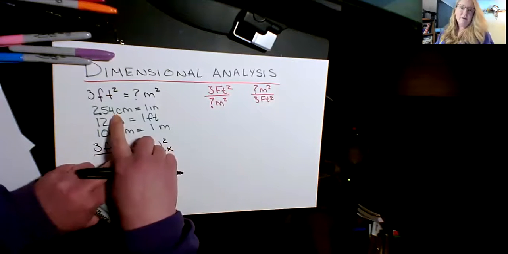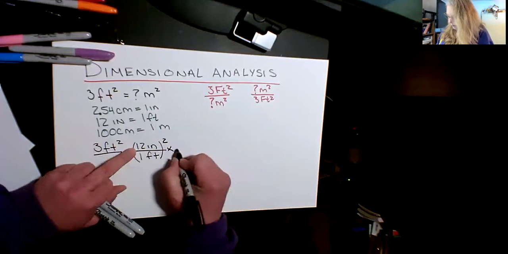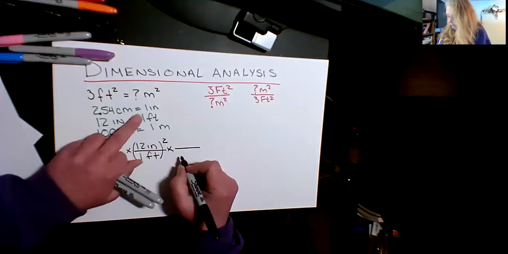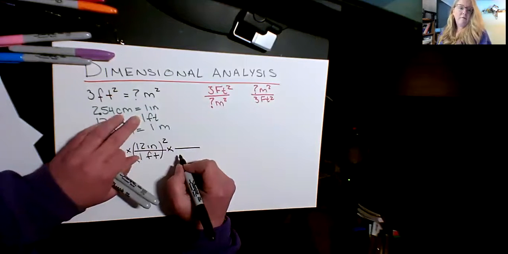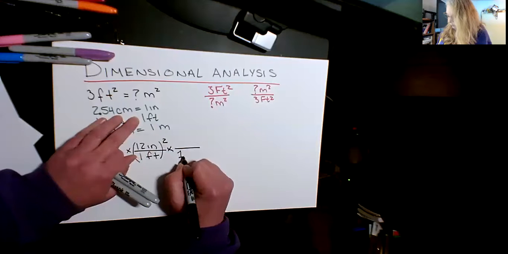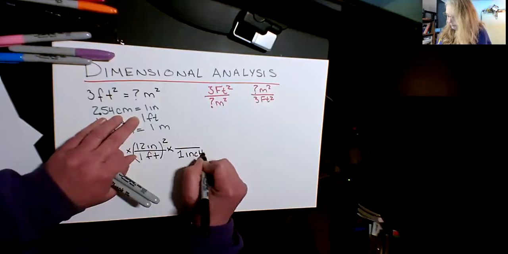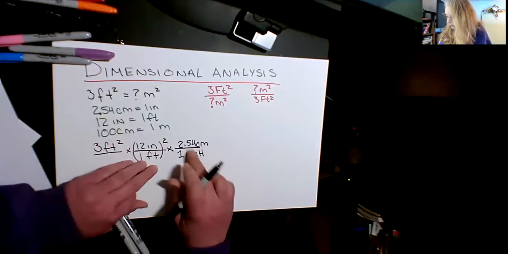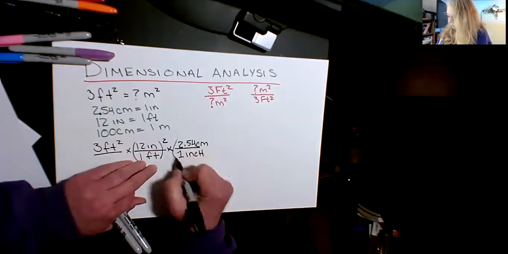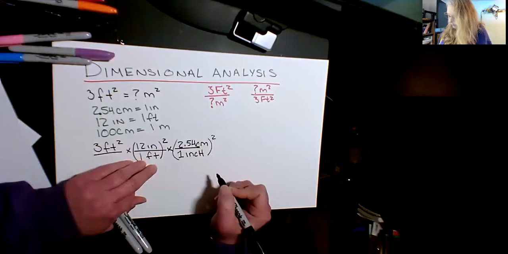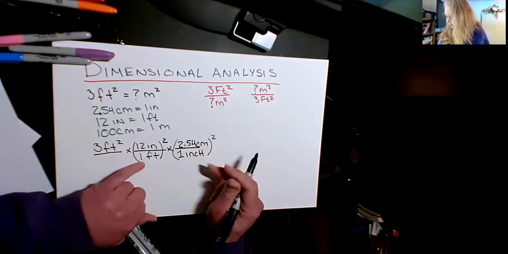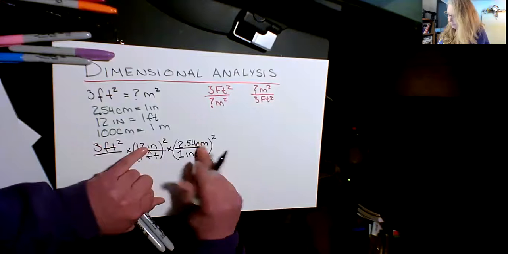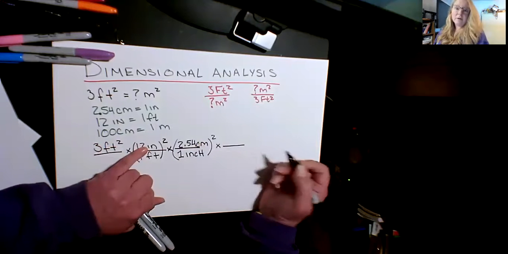Well, I have a conversion for centimeters to inches. So the trick here is to make this inch go away. The inch needs to be on the bottom. So what do I have? I have 2.54 centimeters in terms of 1 inch. So here's my 1 inch and my 2.54 centimeters on the top. And again, this whole darn thing has to be squared. So now feet squared cancels, inches squared cancels, and now I'm in centimeters. Then my last step is to go from centimeters to meters.